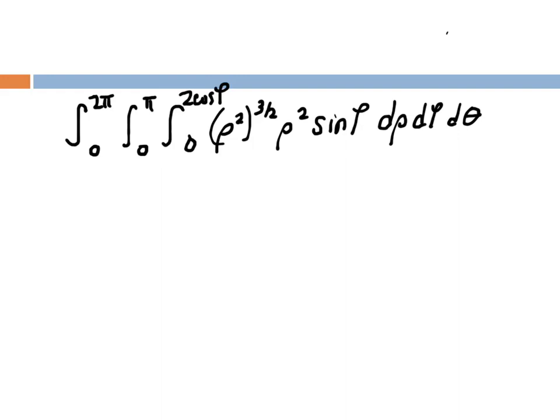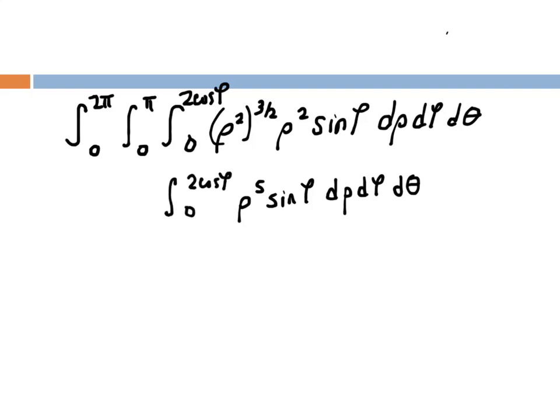All right, so first we need to clean up all these rows. I have rho squared to the 3/2, that's rho to the 3, and then times rho squared, so this is actually rho to the 5th. And then I have sine of phi, d rho, d phi, d theta, and my limits of integration, which haven't, of course, changed. 0 to 2 cosine phi, 0 to pi, and then 0 to 2 pi.